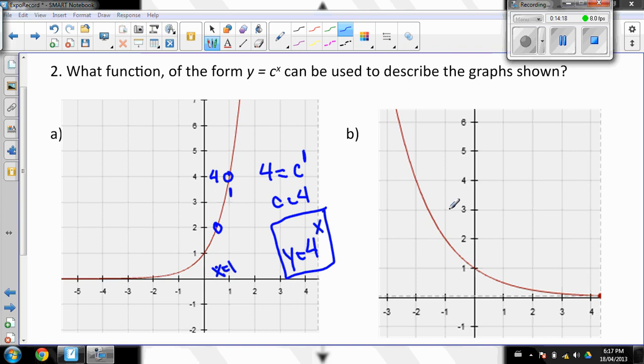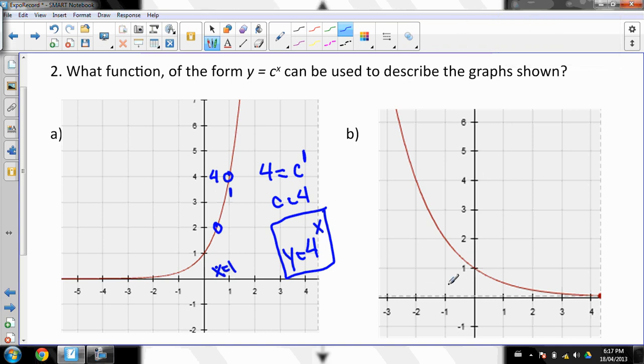Okay, I'll ask that you try the next one, pause the recording, and try the next one before moving on. Okay, if we're ready, we're going to take a look at this.